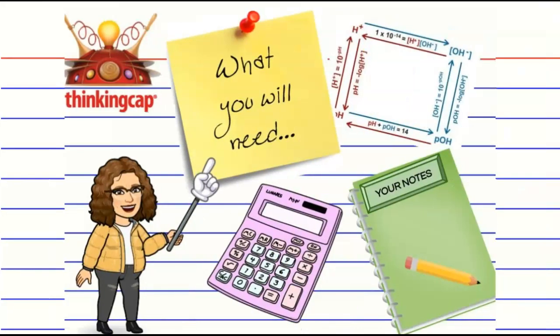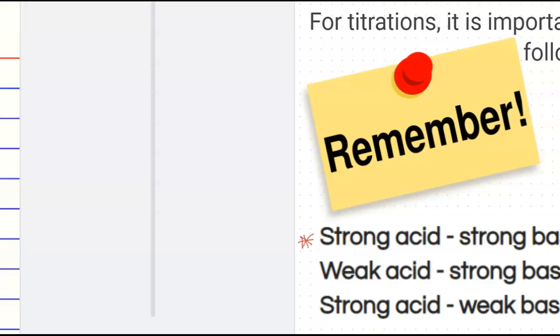As we get going, please be sure that you have these items ready. You're going to need to get the information and all the examples down in your notes. You're going to need a calculator. You will need your square of fun, and you're going to need your thinking cap. So have all of those items ready before you proceed with the video.